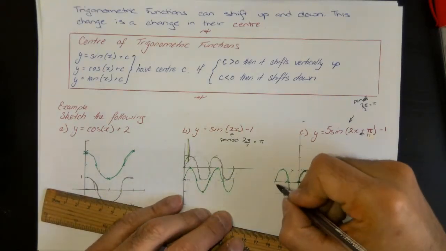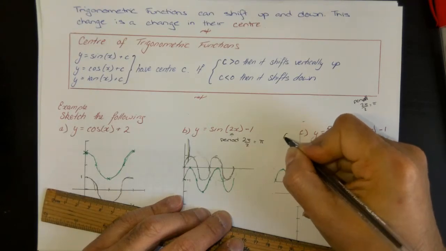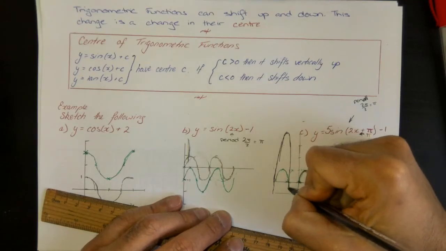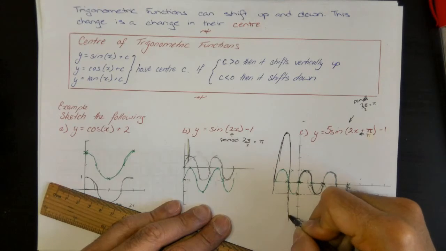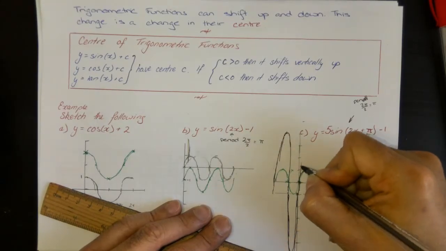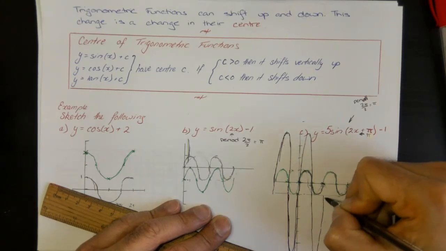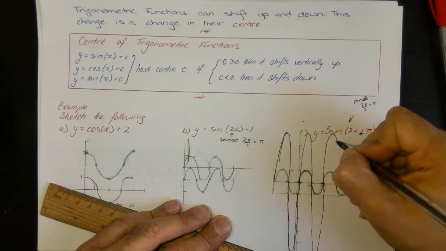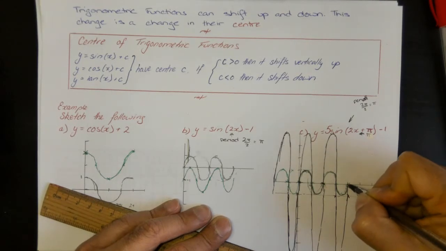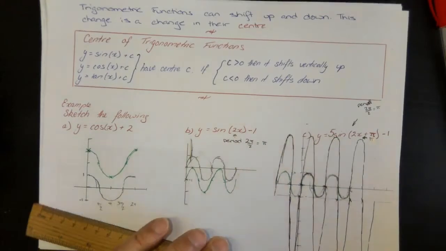And so what we get is this curve, something that looks like that. Okay. All right.